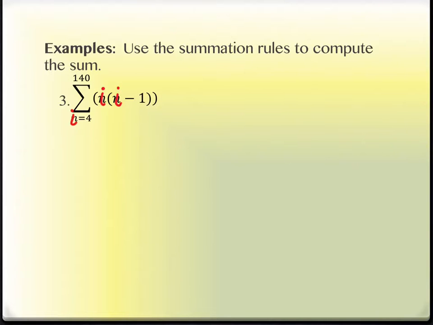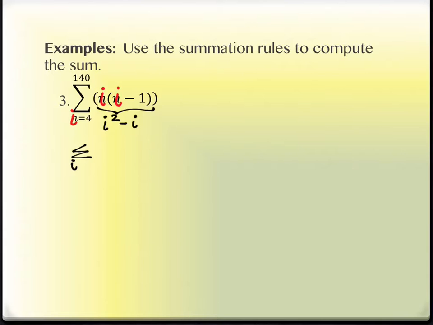I'm going to ignore the fact that this starts at 4 for the moment and pretend like it starts at 1. We'll come back to what we do because of the first part in a minute. I do need to multiply this out as well. If I multiply out I times I minus 1, what will I have? I squared minus I.